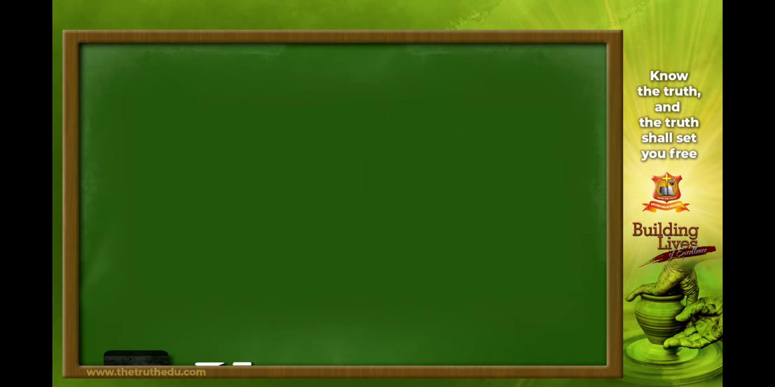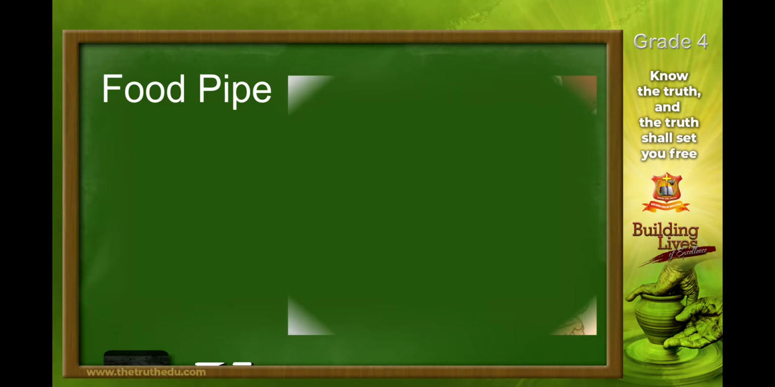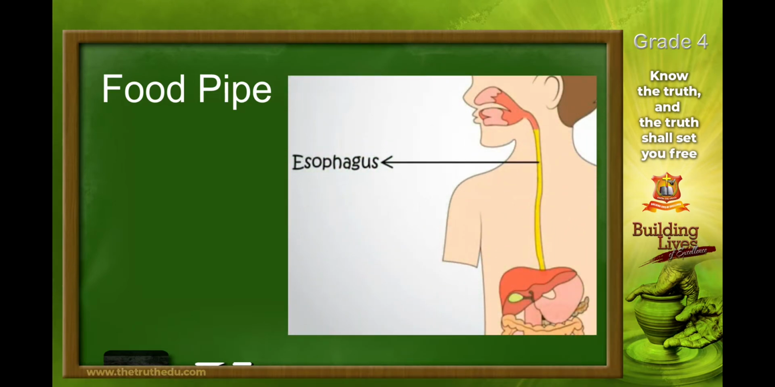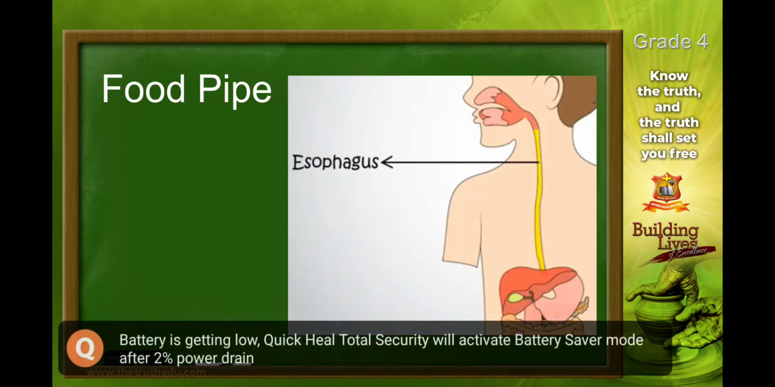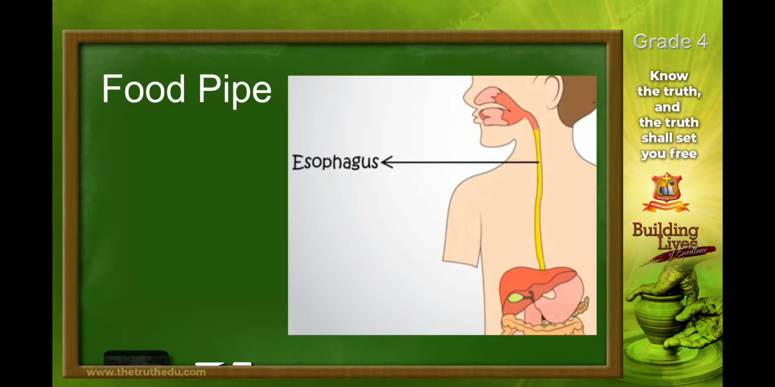And then comes, just after it, the food pipe, the esophagus. The esophagus helps to swallow the food and take it to the stomach. The esophagus is a long tube connecting the mouth to the stomach.